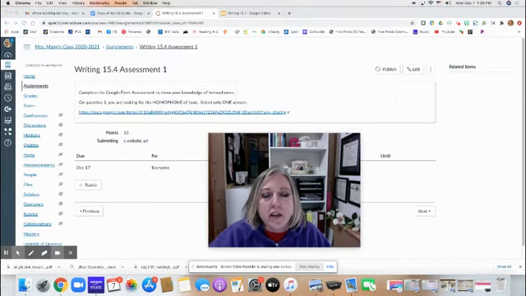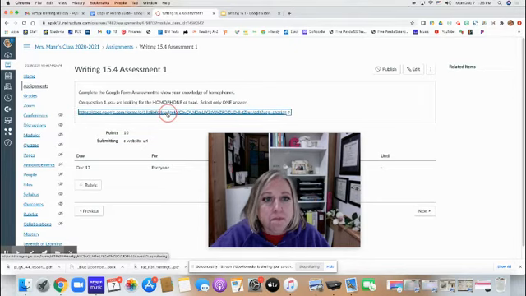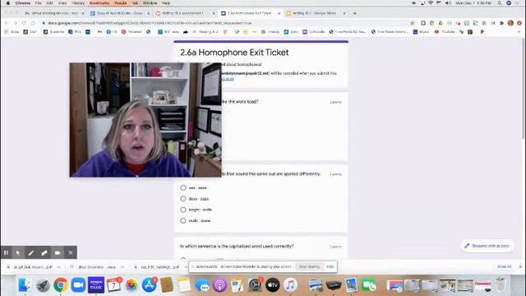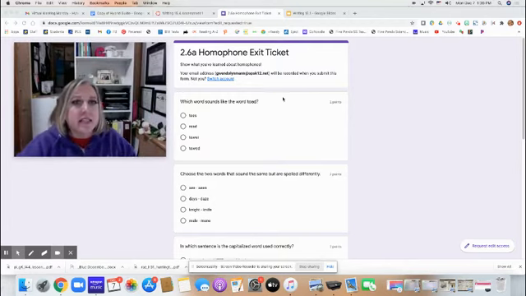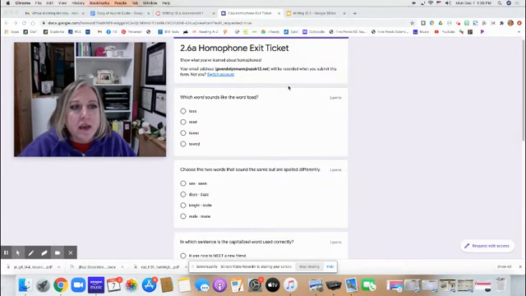Like I said, you're going to have two. But this one I want to explain to you because I added some extra directions up here. It says complete the Google form assessment to show your knowledge of homophones. On question 1, you are looking for the homophone of toad. Select only one answer. So what you're going to do is click on this link. Here we go. And you have what's called an exit ticket, like a quiz.